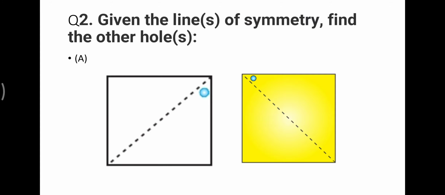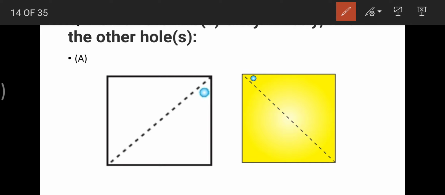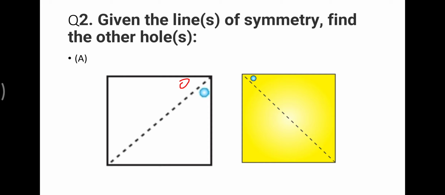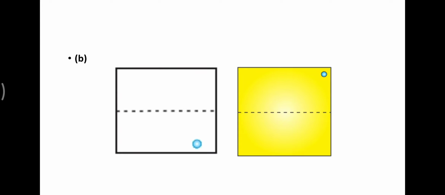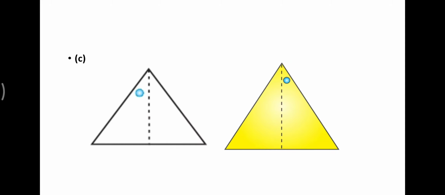Now question number 2, given the line of symmetry, find the other hole. So this black one is the question figure and the yellow one is the answer figure. Here you can see in this one hole is given, the other hole should be there, to find the line of symmetry. So this figure you have to draw like this. In this figure, the black one is your question figure and the answer figure will be of yellow color. So if one hole is here, then the other hole will be on the second side in the yellow figure.